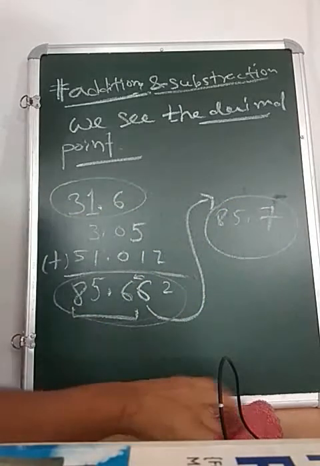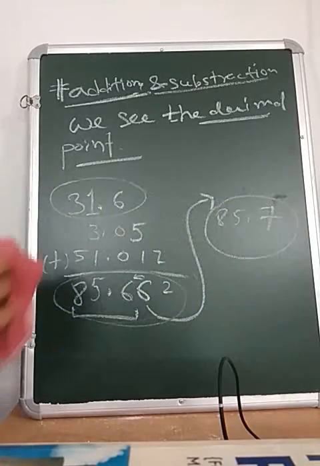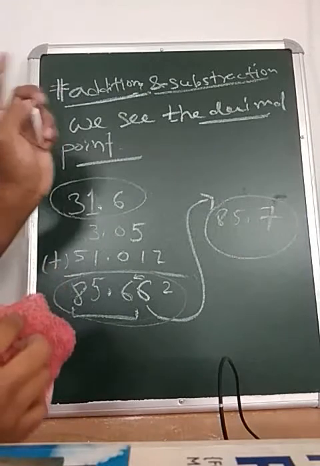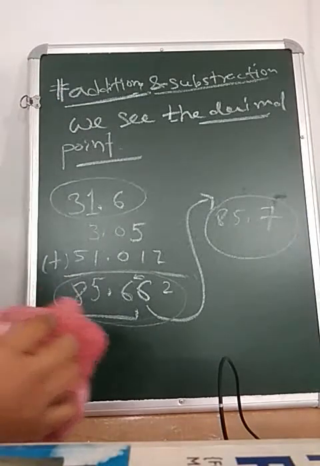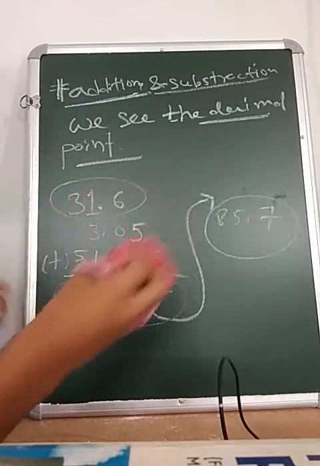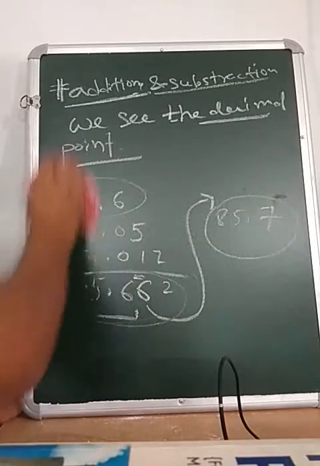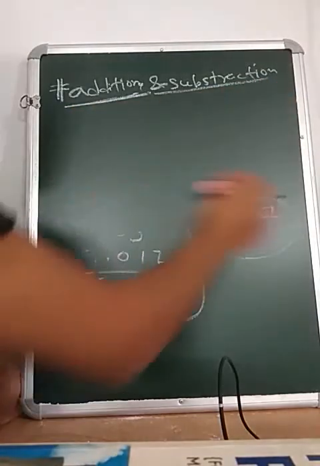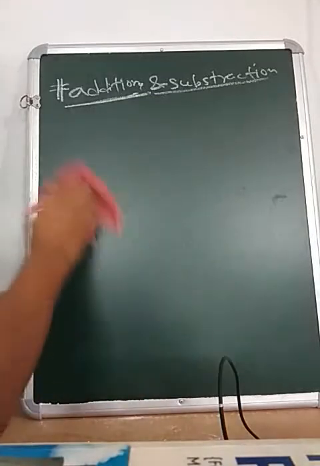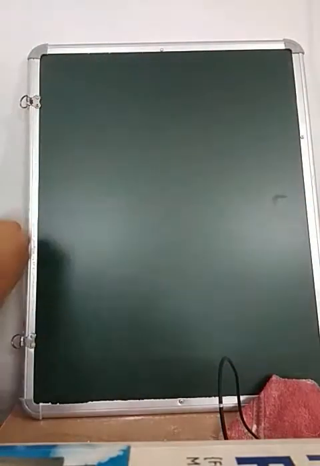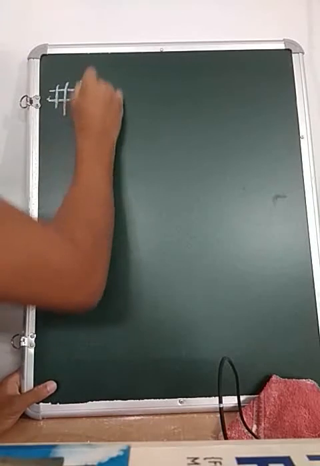This is how we represent a result in case of addition and subtraction with significant figures. This is how we represent the result of an arithmetic operation with significant figures. Now, the rule for multiplication.